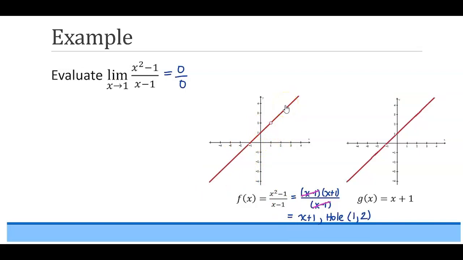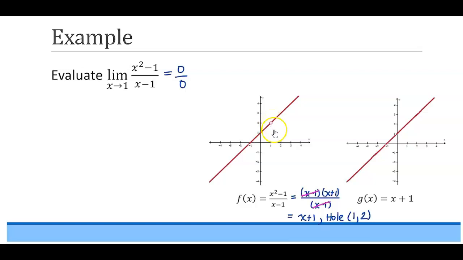And we were interested in evaluating the limit as x approaches 1. Well, from both sides of 1, I'm getting closer and closer to the y value 2. Now there is a hole right there, but remember, limits don't care if there's a hole or a filled-in point, just so long as we're getting close to the same value.